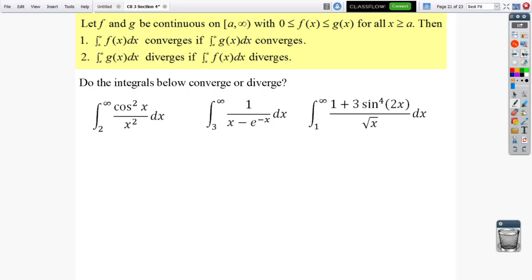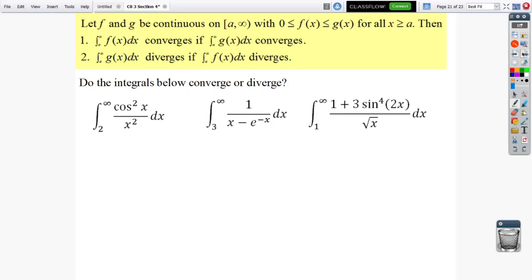So if you let f and g be continuous on the interval from a to infinity, inclusive of a, exclusive of infinity, with 0 less than or equal to f of x less than or equal to g of x for all x greater than or equal to a, then the integral from a to infinity of f of x dx converges if the integral from a to infinity of g of x dx converges, and the integral from a to infinity of g of x dx diverges if the integral from a to infinity of f of x dx diverges.